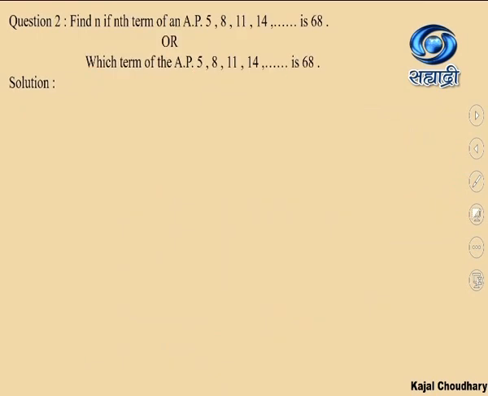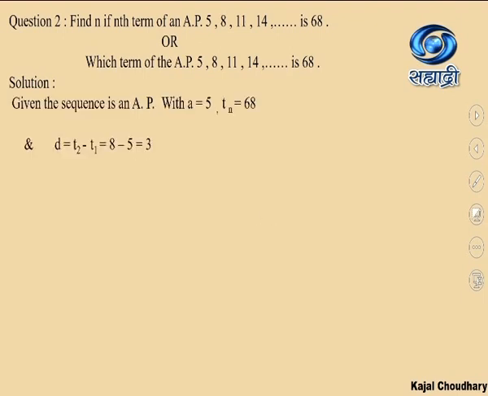Let's see another example. Find n if the nth term of an AP is 68. Now, it is given that the nth term is 68. We need to remember nth term means Tn. So, it is given that Tn is 68. Now, from the sequence, what is A? A means the first term, which is 5. Now, the difference is coming out to be 3, which is the common difference.